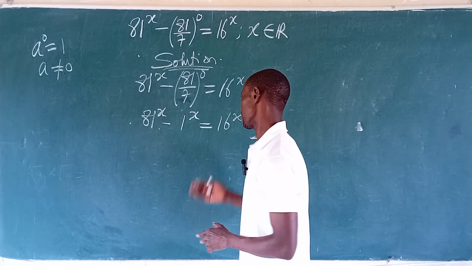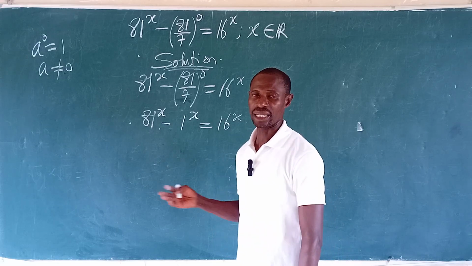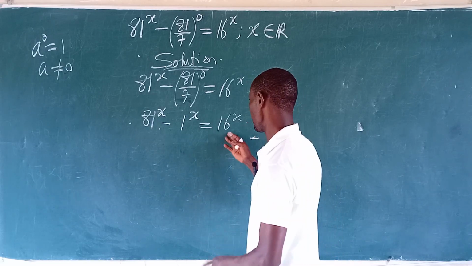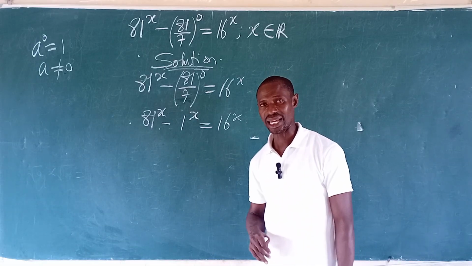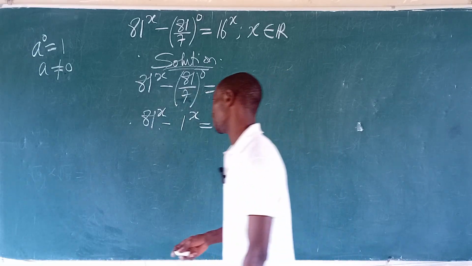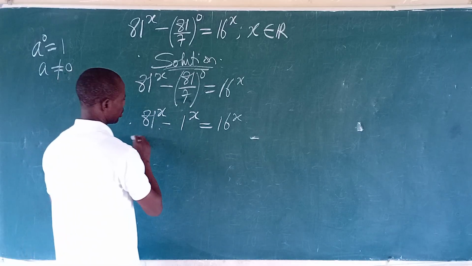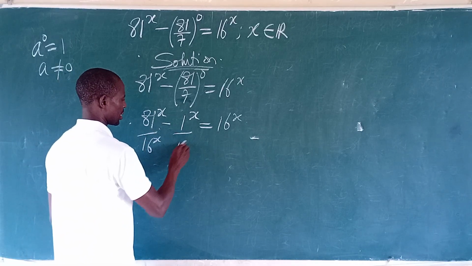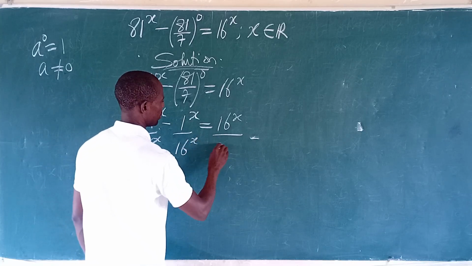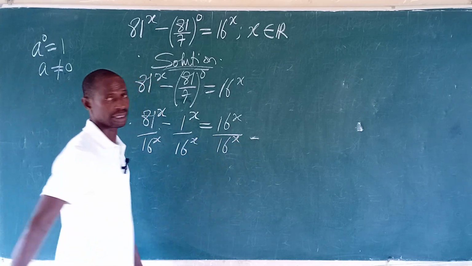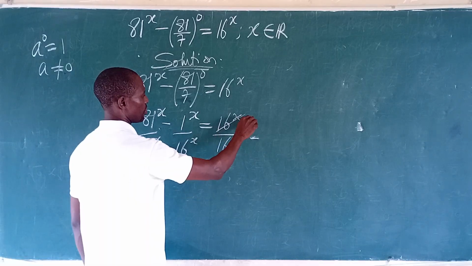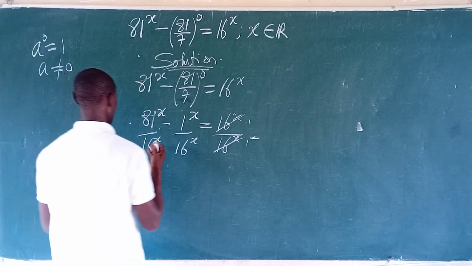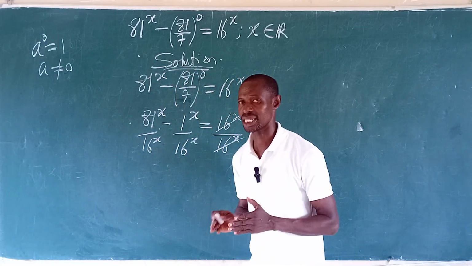Now, if you look at this, we want to make the right-hand side of the equation unity. In other words, we want to make it 1. For us to make this 1, we just have to divide by 16^x. So let's divide through by 16^x. We divide this by 16^x, and we equally divide this by 16^x. Here 16^x gives us 1, and here we have 1.